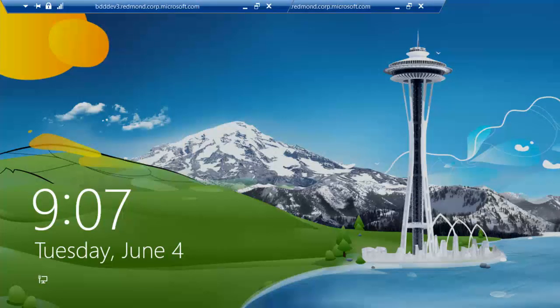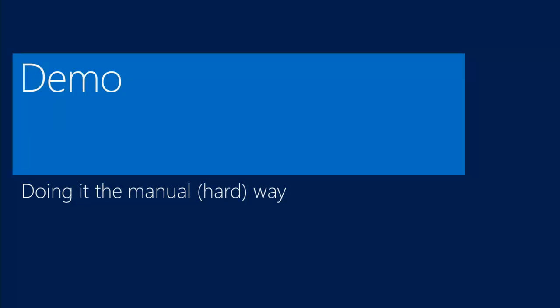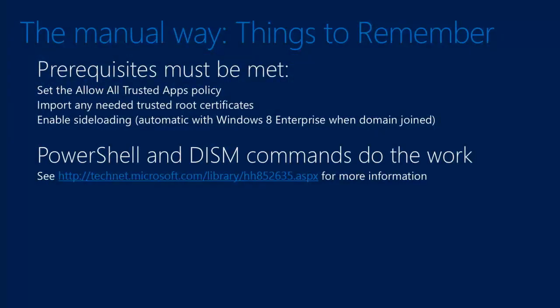Okay, so that's the manual scenario. So the main things to remember out of that, because I'm sure you won't remember most of that, but still, you have to meet the prerequisites. We need to set the Allow All Trusted Apps policy. That's a simple registry key. You can import it or set it via group policy. You need to import any needed trusted root certificates, easy enough to do, and you have to enable sideloading somehow.